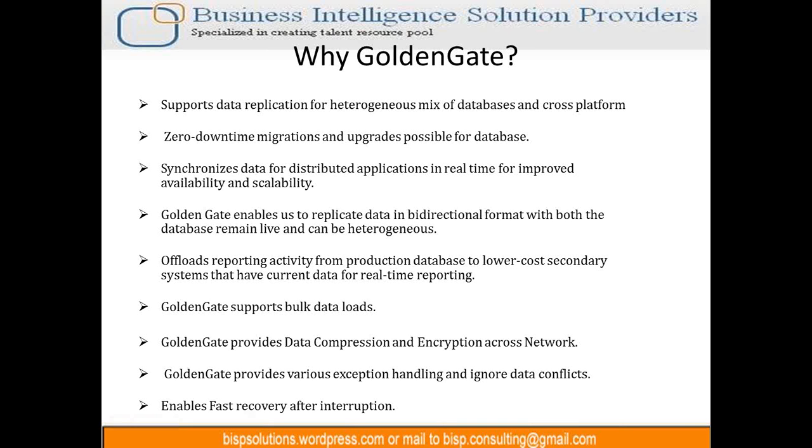It provides various kinds of exception handling and ignoring of data conflicts. If GoldenGate is configured for bidirectional replication, there can be data conflicts as well, because the same row can be updated on both sides. So it has its mechanism to handle those situations, through exception handling and data conflict handling. It enables fast recovery after interruption.